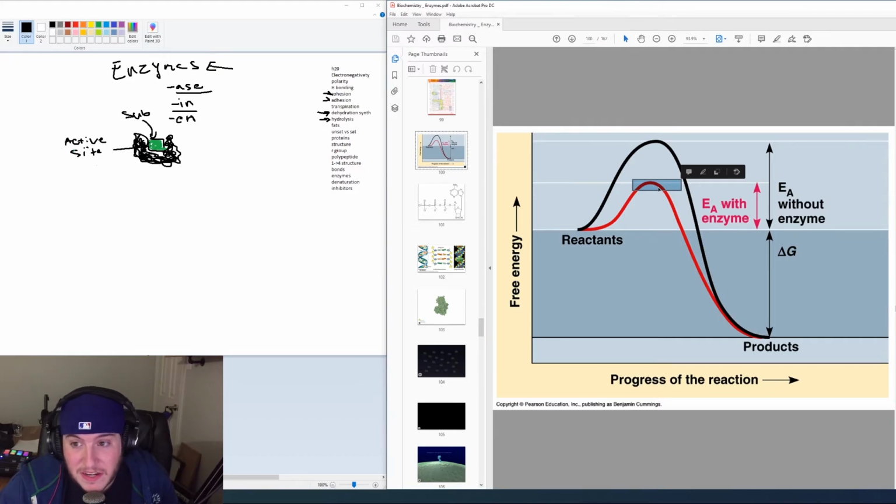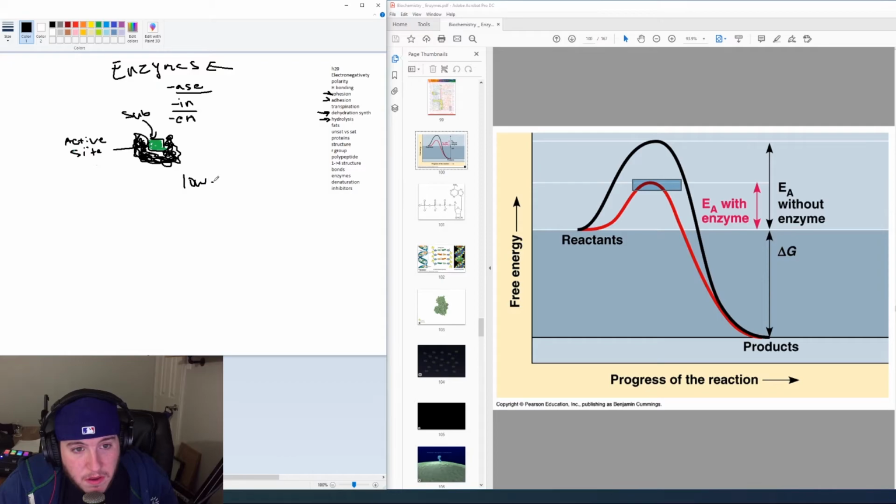And because I have to put in less energy, it means it can start sooner. And by starting sooner, it means it can happen faster. So enzymes lower the activation energy. Okay. Cool.